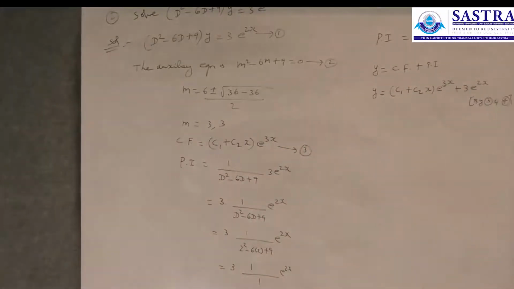Next problem. Problem number 3. Solve D square plus 4 whole thing into y is equal to 3 plus e to the power minus 4x.